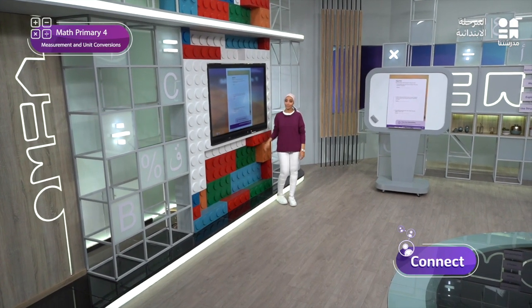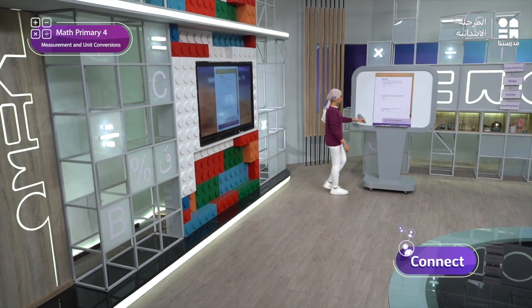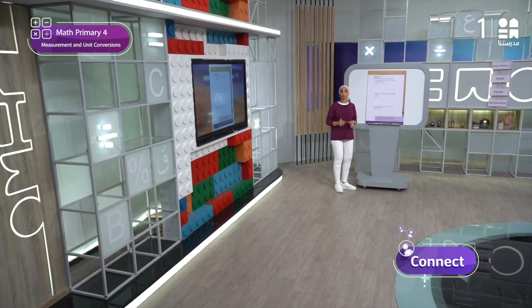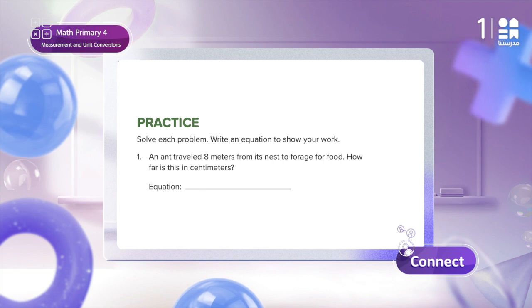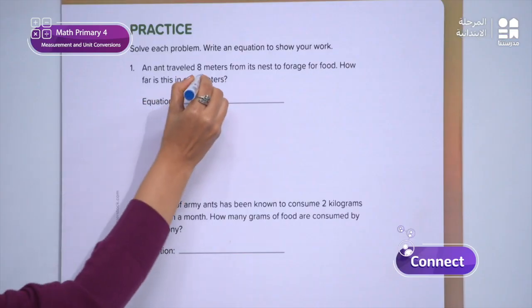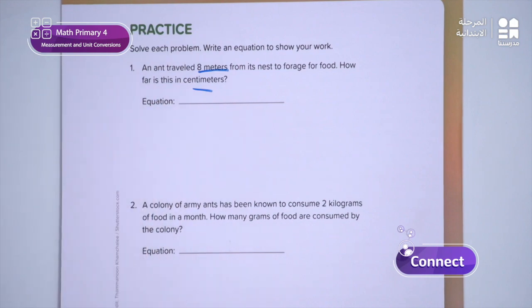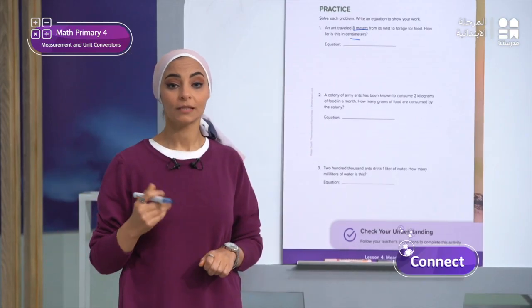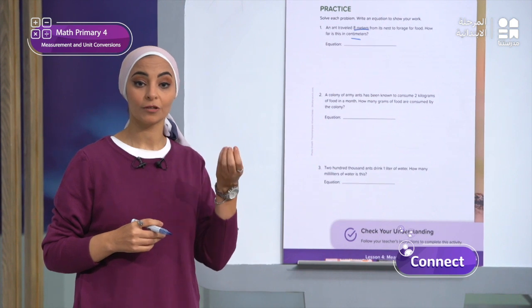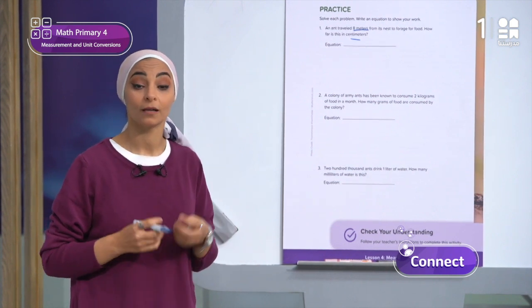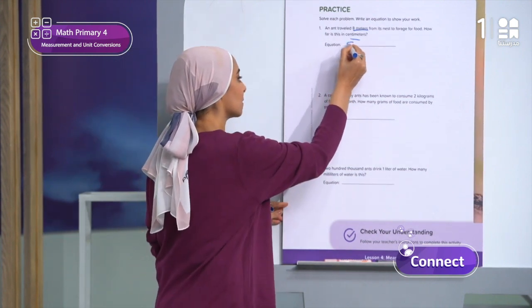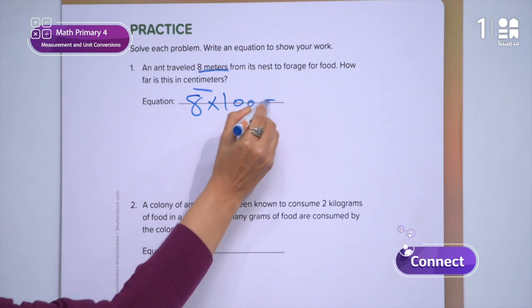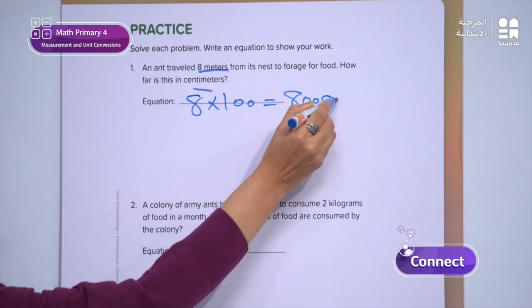طيب تعالوا نشوف بقى right answers with each other. Here in the practice, we want to convert the distance 8 meters the ant traveled from its nest to search for food into centimeters. يعني عايزين نعمل ايه؟ عايزين نحول ال 8 meters دي how many centimeters. طيب كلنا عارفين ان what is the equivalent of 8؟ عايز اعرف ال equivalent of 8 meters in centimeters. كلنا عارفين ان 1 meter equals 100 centimeter. يبقى هعمل ايه؟ هعمل 8 times 100 gives me 800 centimeters.